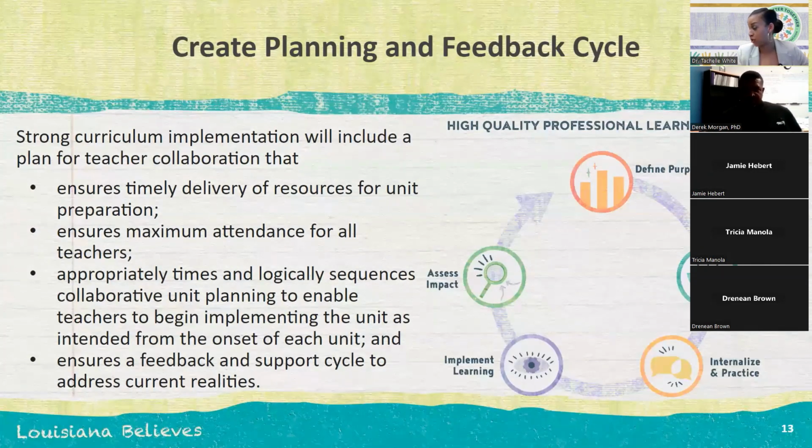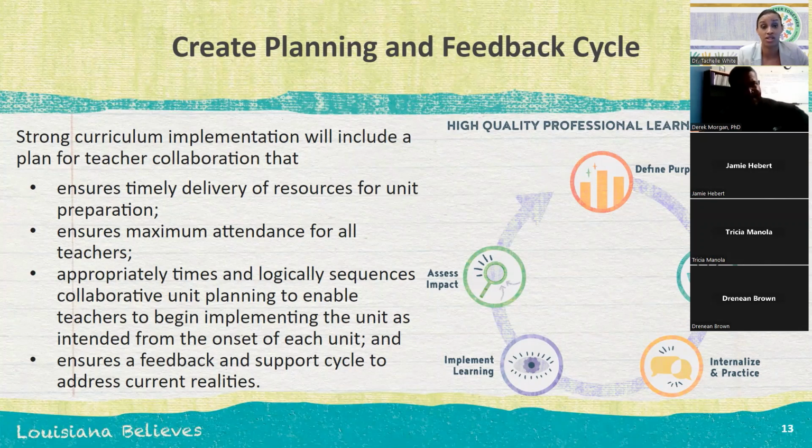And then finally, our third key factor is to create a planning and feedback cycle. So initial training is very important, and once that's received, everyone can be on the same page. We know the expectation, but then we have to ensure that as that year goes on, we are providing support. So create a plan for teacher collaboration that is expected.